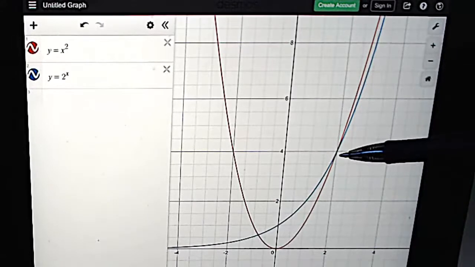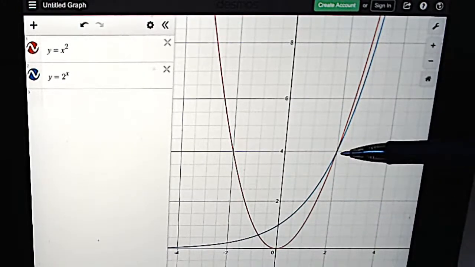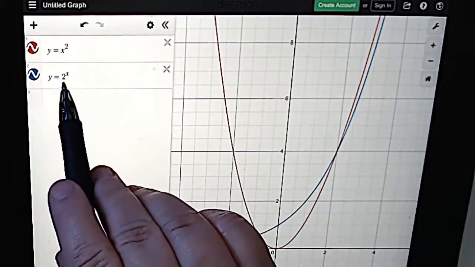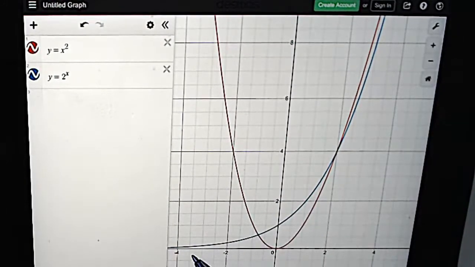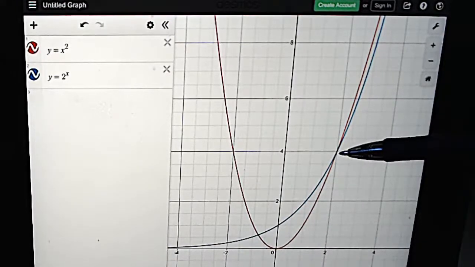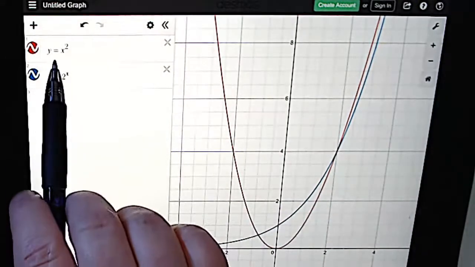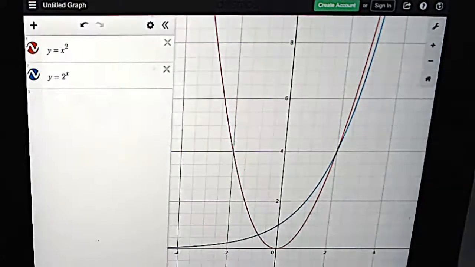This is an interesting point right here. What's going on right here? Right here, when x equals 2 and y equals 4, the two graphs intersect. Notice that the exponential, the one where x is actually in the exponent, is up here, and then they cross right there, and the x squared, which is in the red, pops up above.